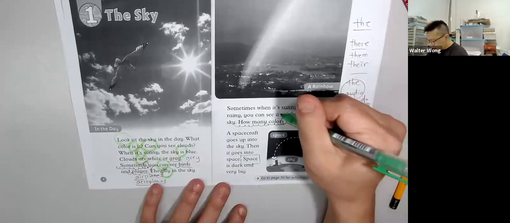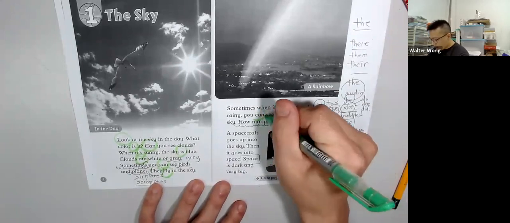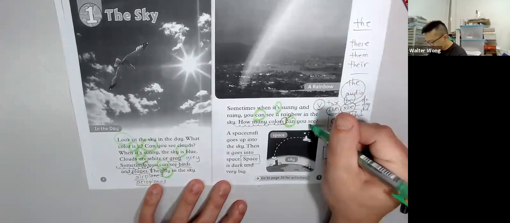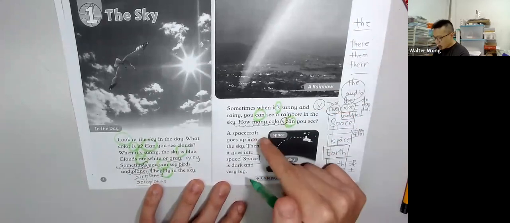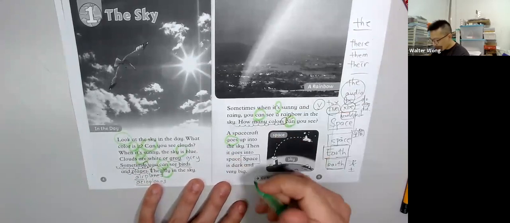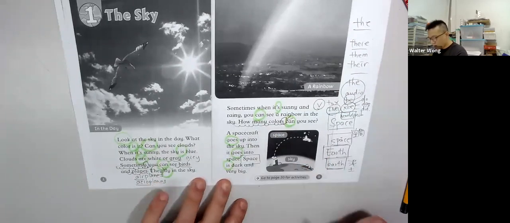Sometimes when it's sunny and rainy, you can see a rainbow in the sky. How many colors can you see? A spacecraft goes up into the sky, then it goes into space. Space is dark and is very big.